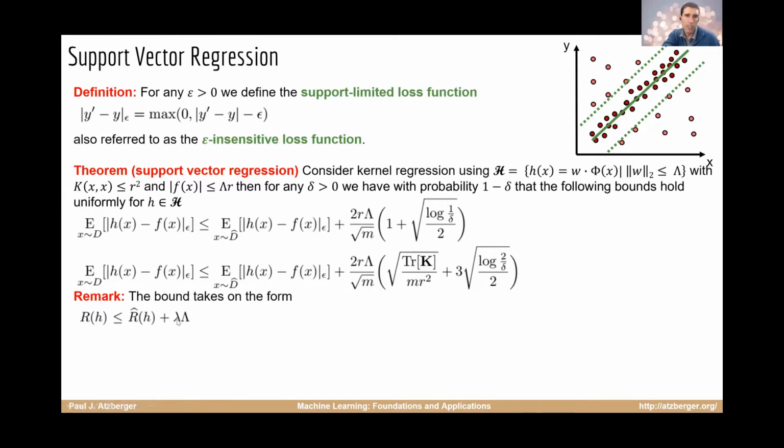So what this suggests, if we want to minimize the right-hand side, is we balance how small we can make capital Lambda versus how small we can make the empirical risk. And if we can make this small, then that gives us a good handle on getting good generalization performance. So in other words, if there are two models that do equally well under the empirical risk, we should pick the one that has the smaller Lambda. That's what this amounts to. So it's very similar to the kernel ridge regression idea that we had before.